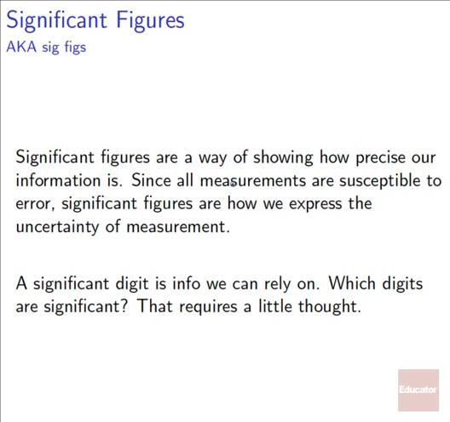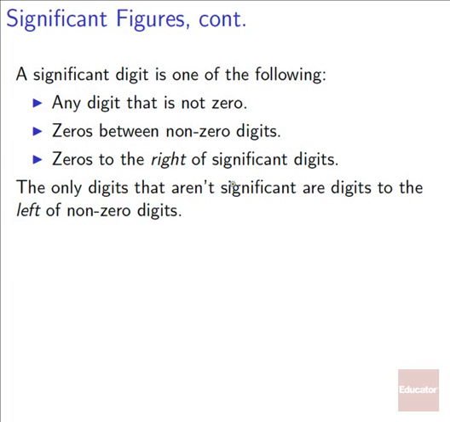It says how much we can trust our info. So significant digits give us a way of letting us know how much we should rely on the information we have. Which digits are significant? That requires a little thought. So a significant digit is any of the following. Any digit that is not a 0, the zeros between non-zero digits, and zeros to the right of significant digits.